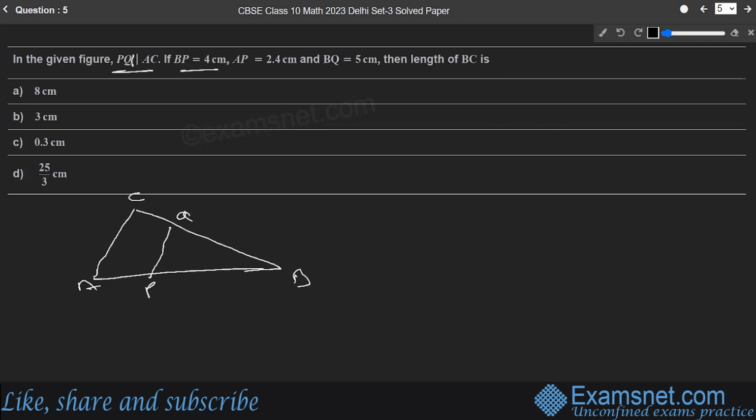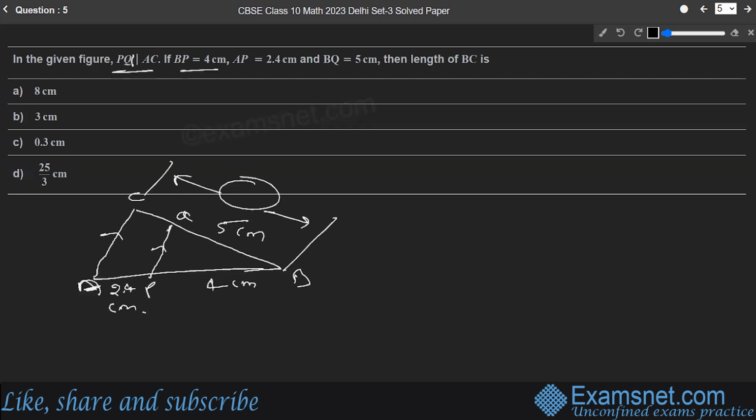So as the figure suggests, PQ is parallel to AC. And the value of the rest of the things is given. AB is given to be 2.4 centimeter. Then BQ value is given to be 5. Then BP is given as 4. All these values are in centimeter. Then we are supposed to find out the length of BC. So we are supposed to find out the length of this particular BC.